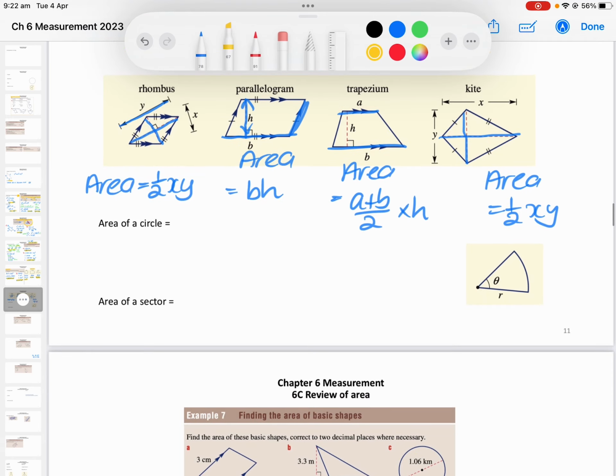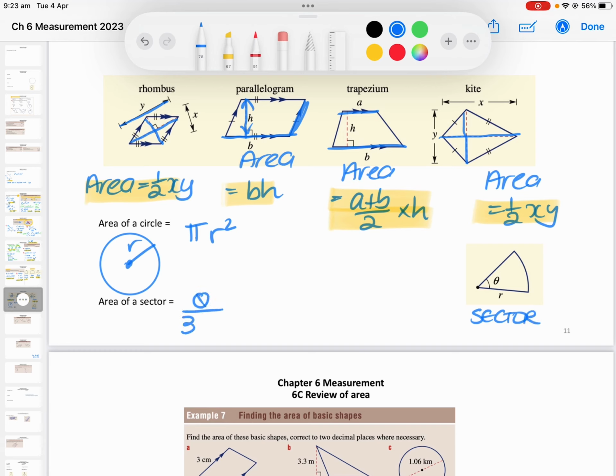So there's some more formulas. Remember, you'll have them in front of you. You just need to match it up. If we want to find the area of a circle with a radius r, the area is pi times r squared. And if we want to find the area of this sector here, so this is a sector, that is whatever fraction of the circle times by pi r squared.